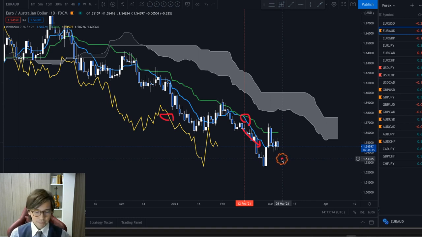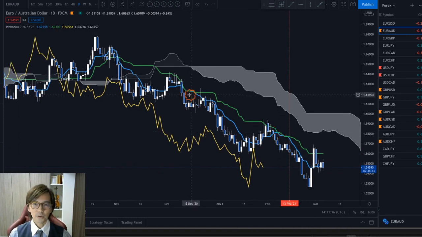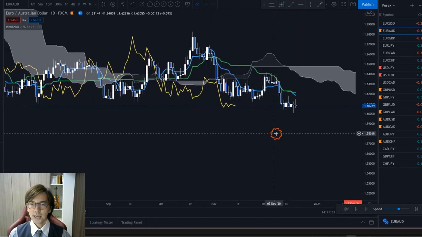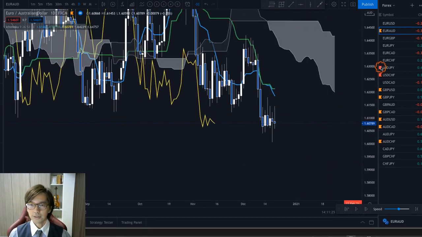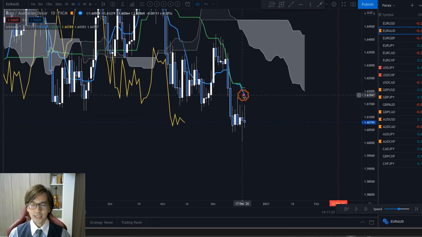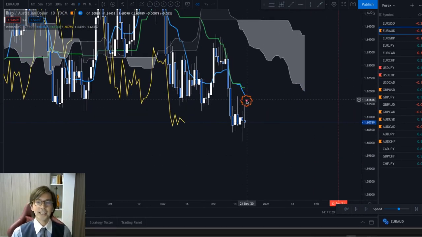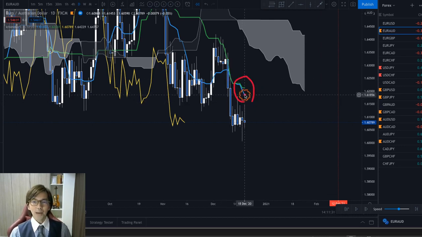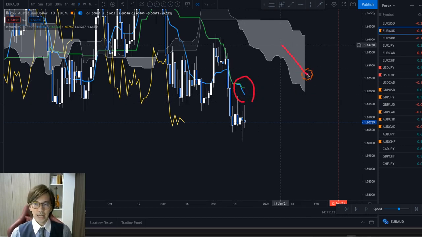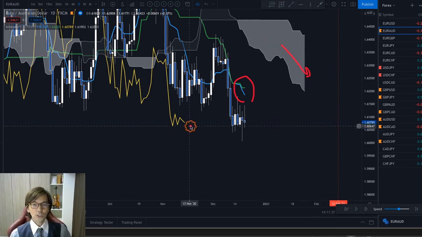Oh, actually, there was another dead cross here. Let me move back the candles to this day. So here, there was a dead cross of Tenkan Kijun Sen, and when it happened, the Kumo was trending down. There was a bearish Kumo, and also the Chikou span was below the candles too.